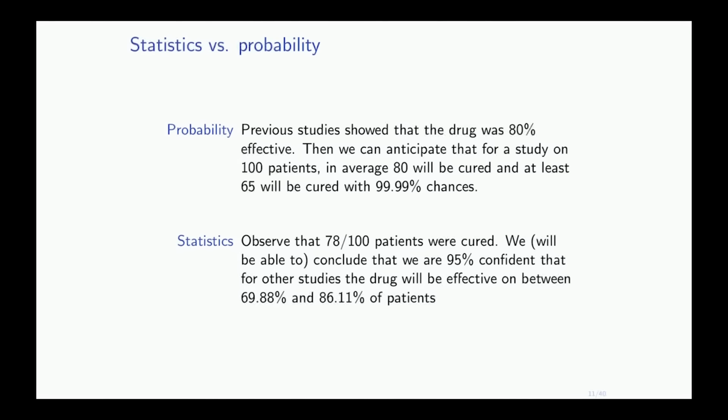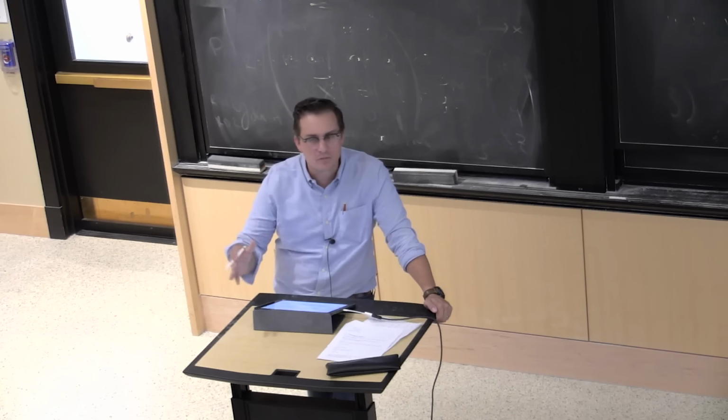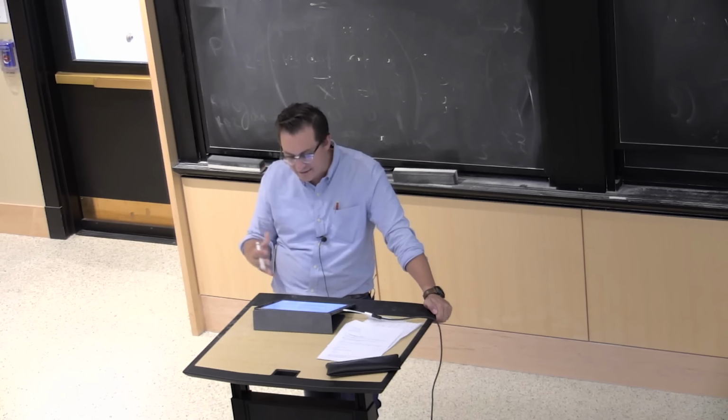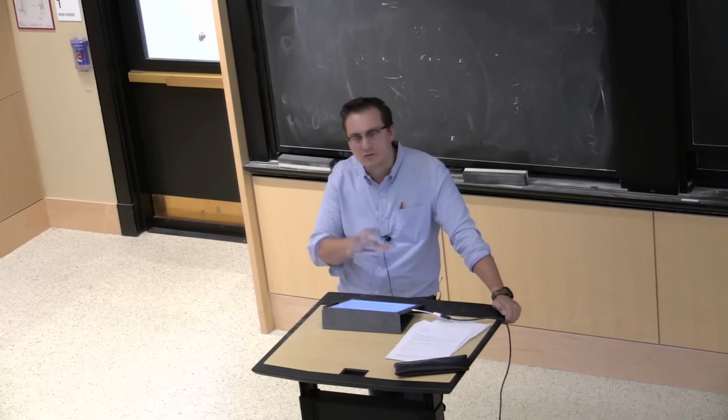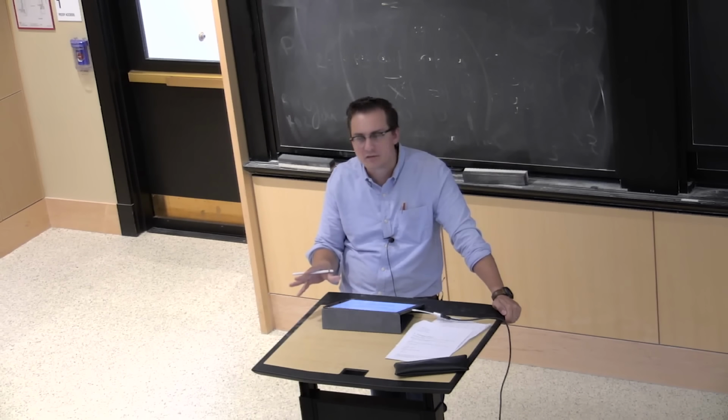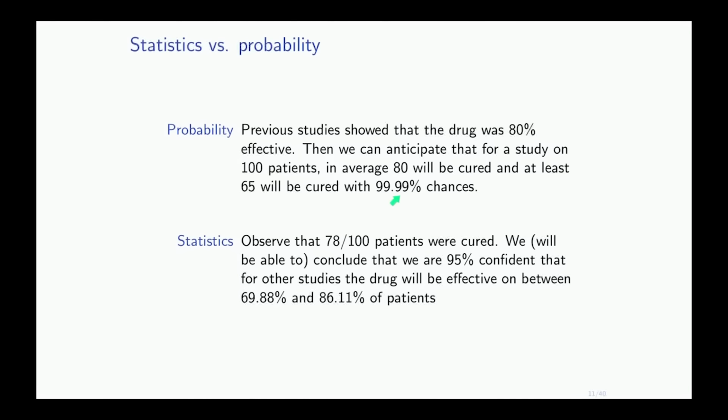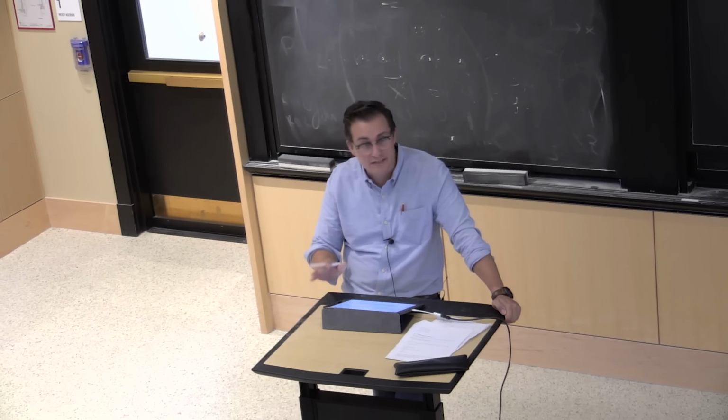So again, I'm not predicting exactly the number of the 100 patients that are going to be cured and the number that are not, but I'm predicting what things are going to look like on average, or some macro properties of what my data sets will look like. So with 99% chances, that means that in 99.99% of the data sets you will draw, of the cohorts of 100 patients to whom you administer this drug, I will be able to conclude that at least 65 of them will be cured. So that's a pretty accurate prediction of what's going to happen.